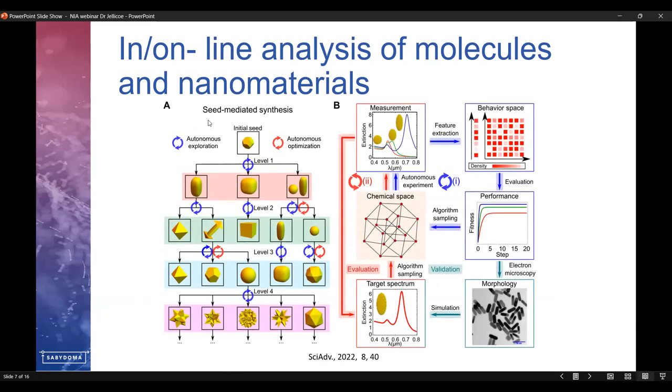And then also looking at the synthesis of gold, changing the shapes using this sort of measurement, looking at the performance of the material, the morphology based upon the spectra, and then passing it through a chemical space by changing it. So online analysis, inline analysis, depending on what you call it, of materials is quite important, and it's where the future is heading. So the reason I talk to you about that is because we're using this to determine toxicity.